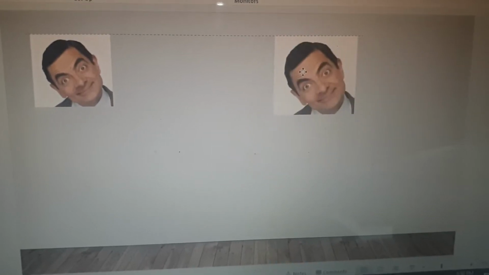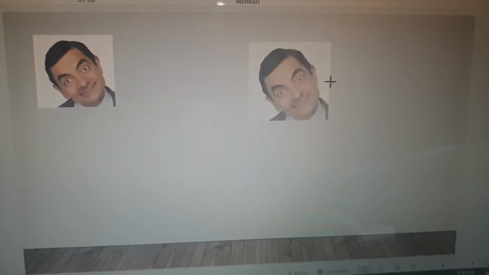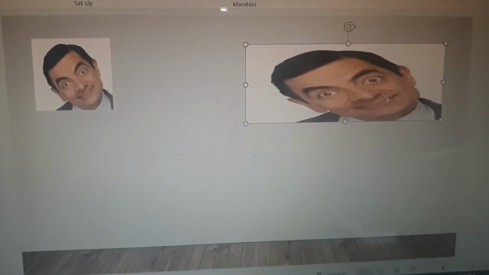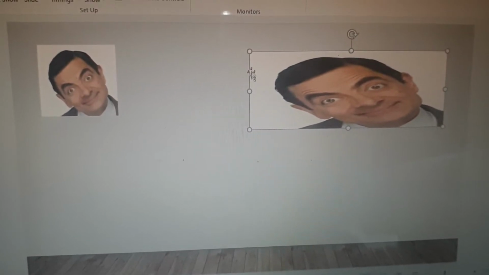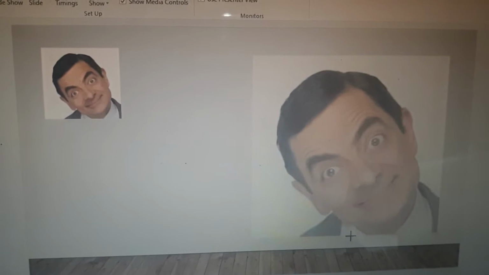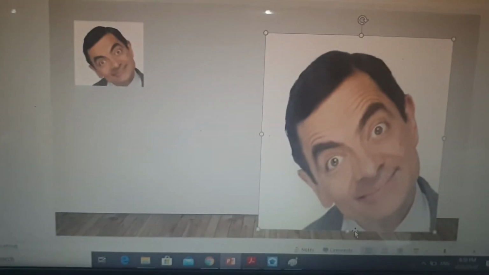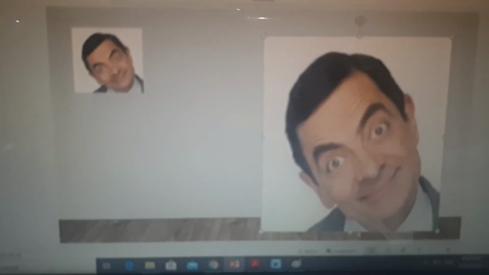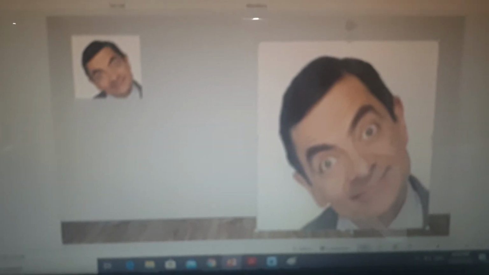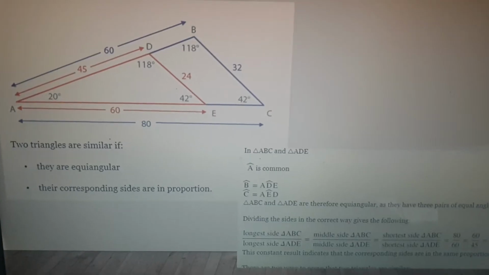But what happens if I take this picture and I make it bigger by pulling on this side? What is happening to his face now? It is distorted. Or I take it over here. He's got a long face. It's no longer in proportion. So it's no longer similar. Whereas with the first one, it is still similar, even though I make it bigger or smaller.